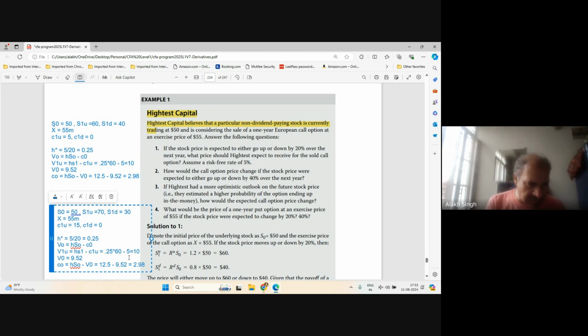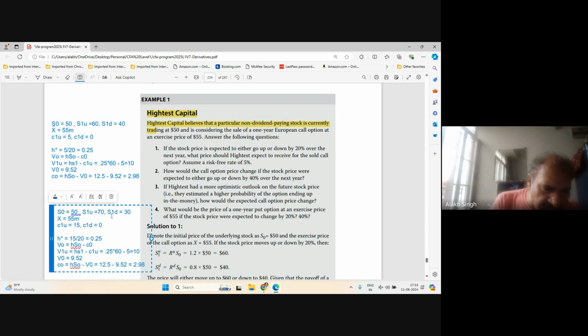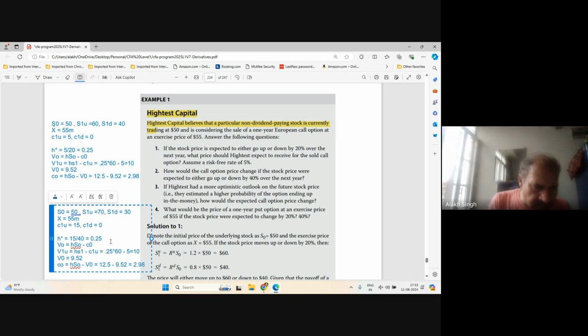Now, what will be the H? C1U minus C1D is 15, divided by the spread, 70 minus 30, which is equal to 40. So how much is our H? 0.375.